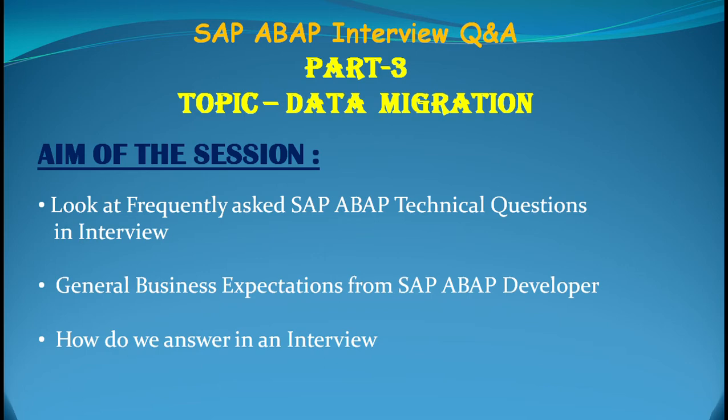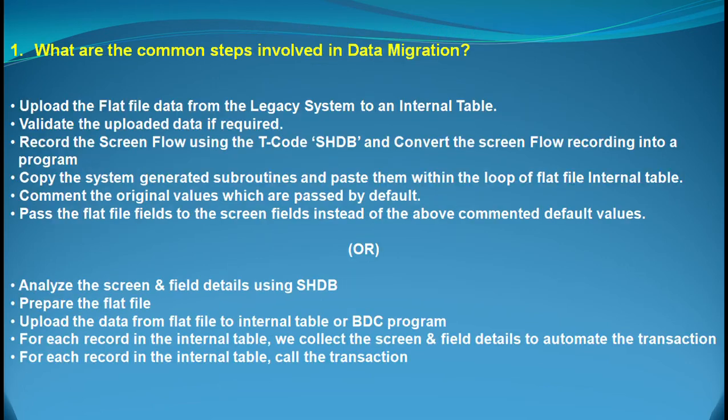Right, now looking into data migration, let us just begin with the questions of data migration. So there are two ways, or two steps, that are involved in data migration. That brings us to the first question: what are the common steps involved in data migration? The first thing that we do is you upload a flat file from the legacy system to an internal table, right? And then you validate whatever you have uploaded to the internal table. Post which you record the screen using a T code, that is SHDB, right?